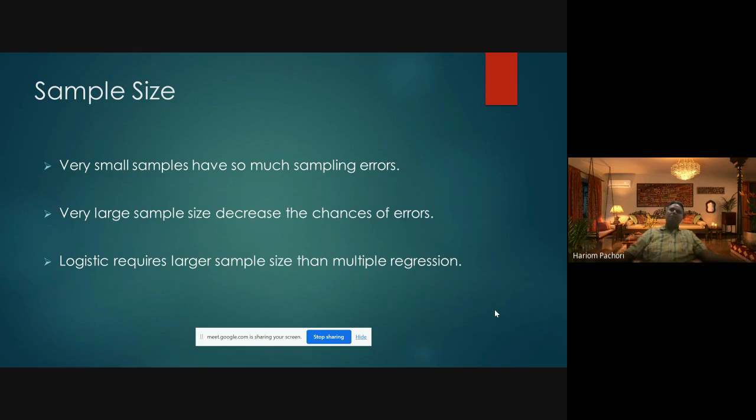Very small samples have so much sampling error. A very large sample size decreases the chances of errors. Logistic regression requires a larger sample size than multiple regression. So compared to linear or multiple regression, the sample size requirement is higher in logistic regression. This is one of the drawbacks of logistic regression, that it requires a larger sample size.